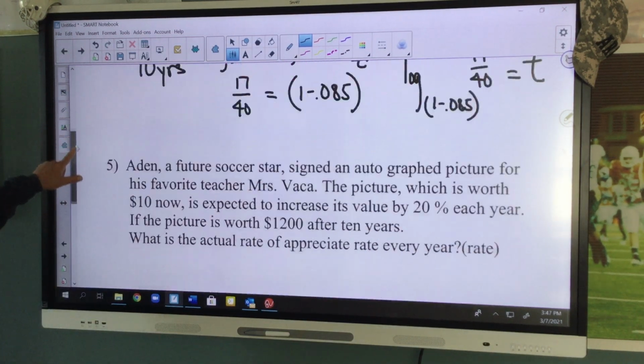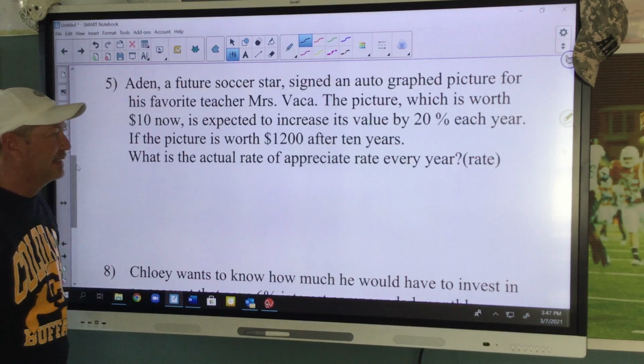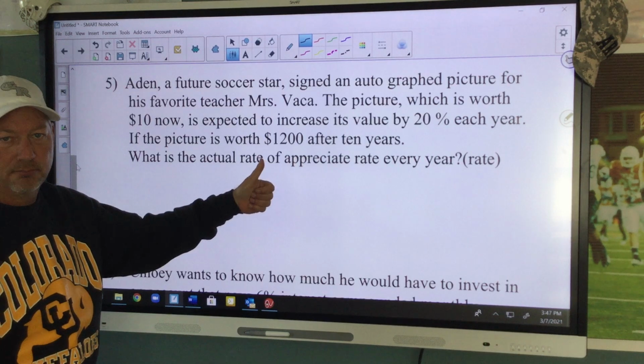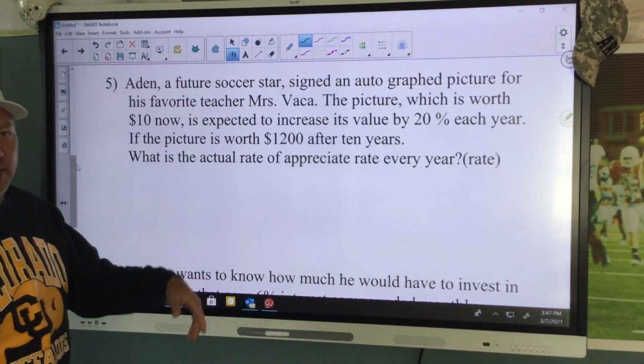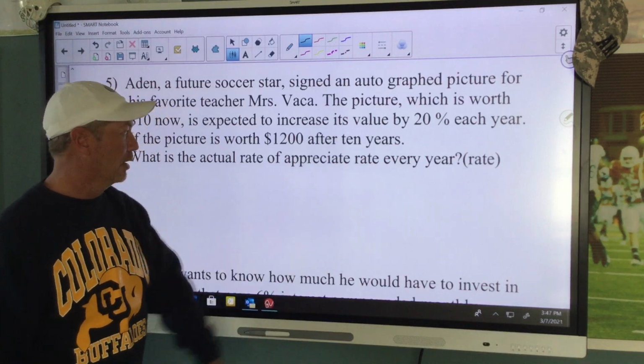Okay? Next problem. Aiden, a future soccer star, signed an autographed picture for his favorite teacher, Mrs. Vaca. The picture, which is worth $10 now, is expected to increase its value by 20% each year. If the picture is worth $12,000 after 10 years, what is the actual rate of appreciation? All right, so we're looking. Does anybody see half-life? I don't see half-life. Does anybody see the word compound? There's nothing compounded or compounded continuously. So this is growth, and we're looking for the rate, okay?